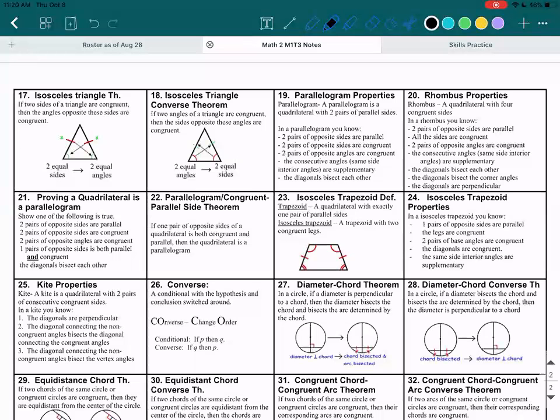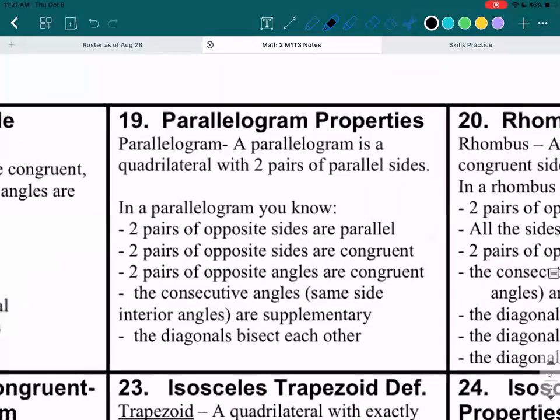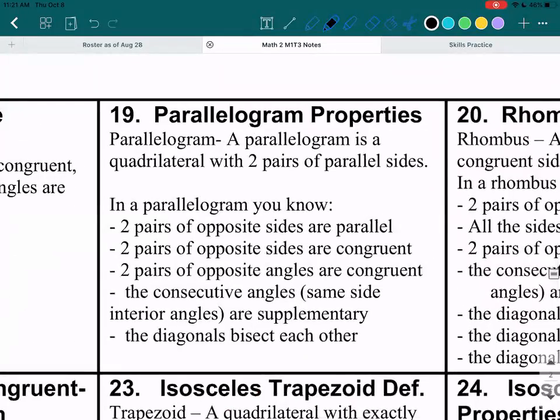So box number 19 is parallelogram properties. We've gone over these in previous notes, which is why now we just have pictures, I mean, no pictures. But I still want to draw a picture for you guys, because if you're like me, you don't like to just stare at words.